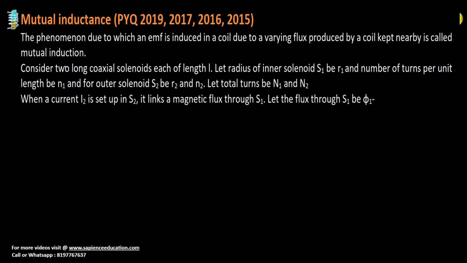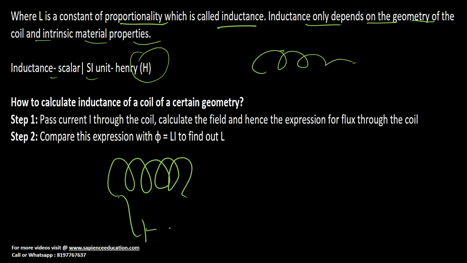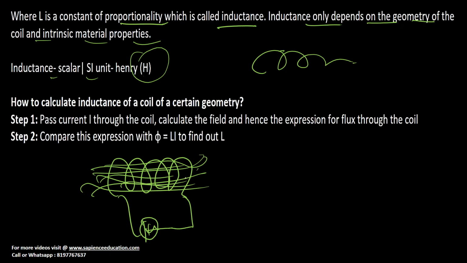Now, mutual inductance is the phenomenon due to which an EMF is induced in a coil due to varying flux produced by another coil kept nearby. So in self inductance, what happens? This is a coil, and when we pass a current in this coil, from an AC source or a voltage source, it will create a change in the flux in its own coil. Okay, so this is known as self inductance.